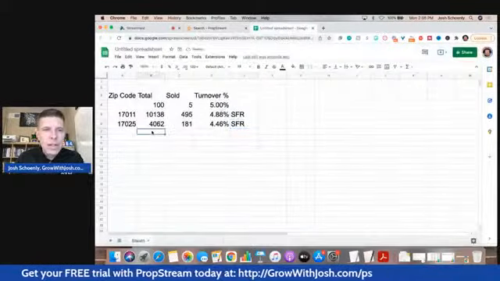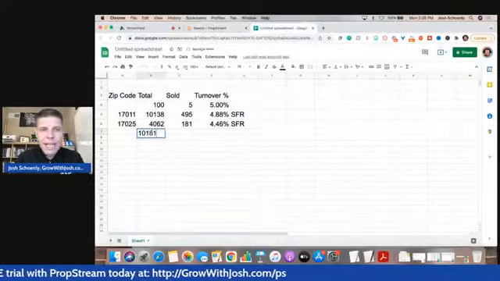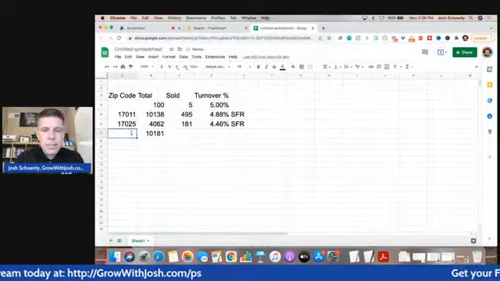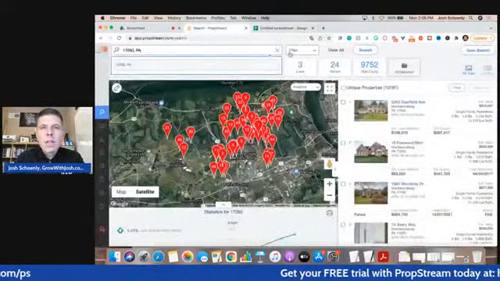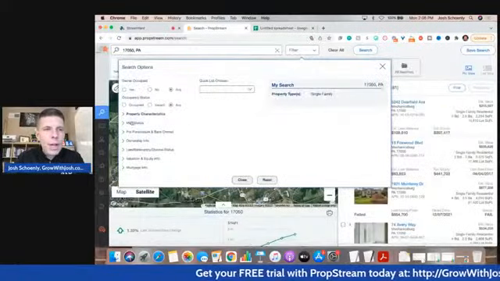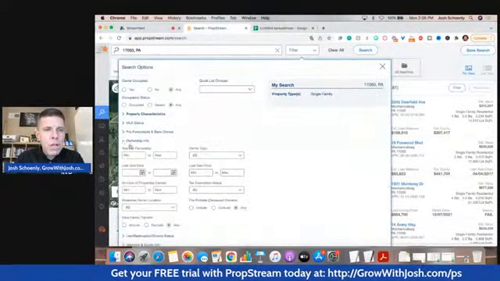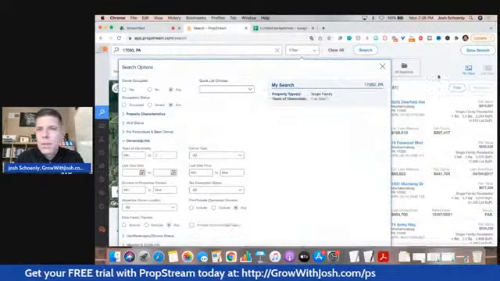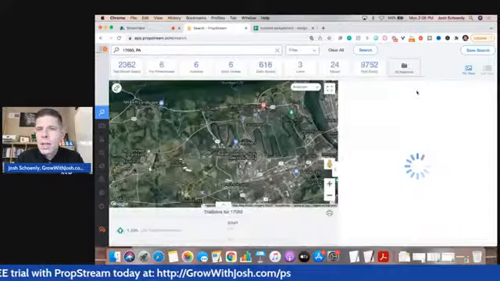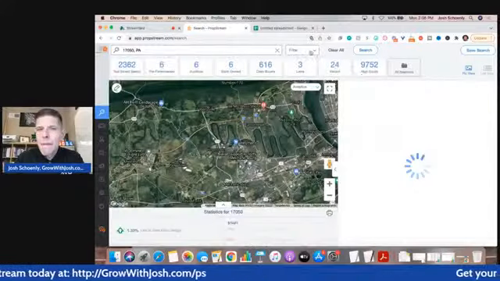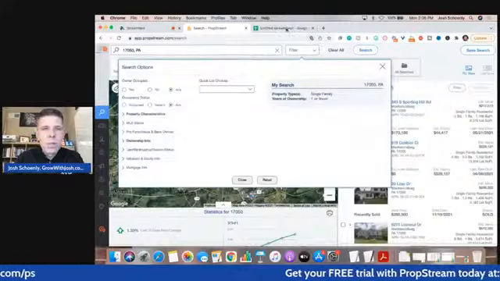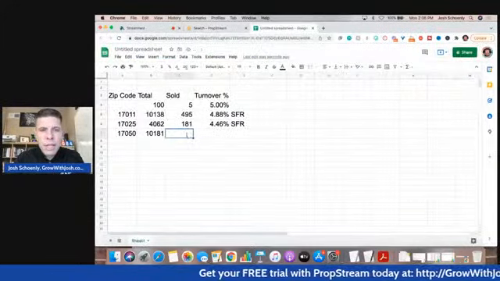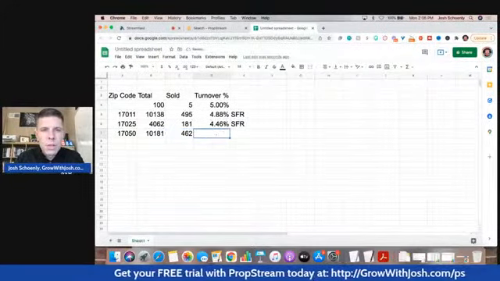That's 10,181, and this is zip code 17050. Let's filter, go to ownership, max 1 year. And oh, did I do something wrong? Did I break it? No, 462. That's interesting. It's pretty close to the other one.